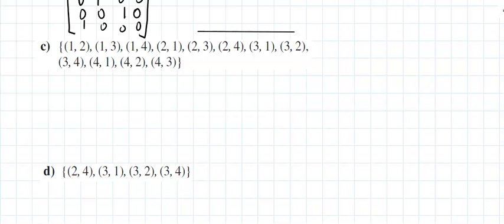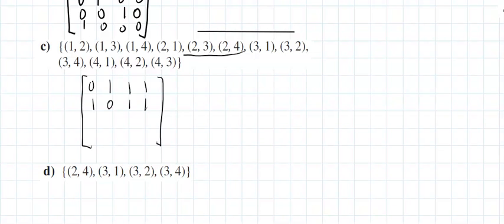How about this one? 1,1, 1,2, 1,3, 1,4. 2,1, 2,2, 2,3. I'm sorry, there's no 2,2. 2,2, 2,3, 2,4. 3,1, 3,2. 3,4, there's no 3,3. 4,1, 4,2, 4,3.